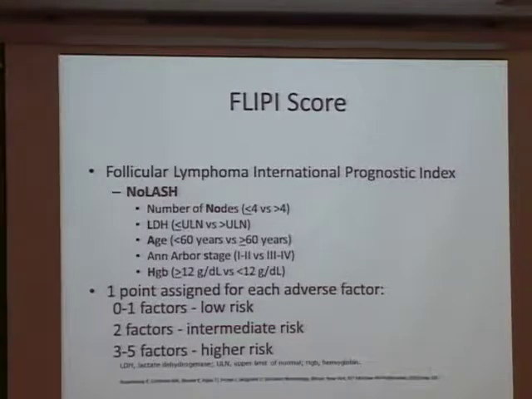It's people's age. People who are under 60 years old tend to do better than people who are over 60. Their stage. And then whether or not they have anemia, so the hemoglobin. Patients who have low hemoglobin tend not to do as well because that signals that they are sicker and likely that their bone marrow may be more involved. And it's the same thing: you'd rather have 0 or 1. 3 to 5, not as good.